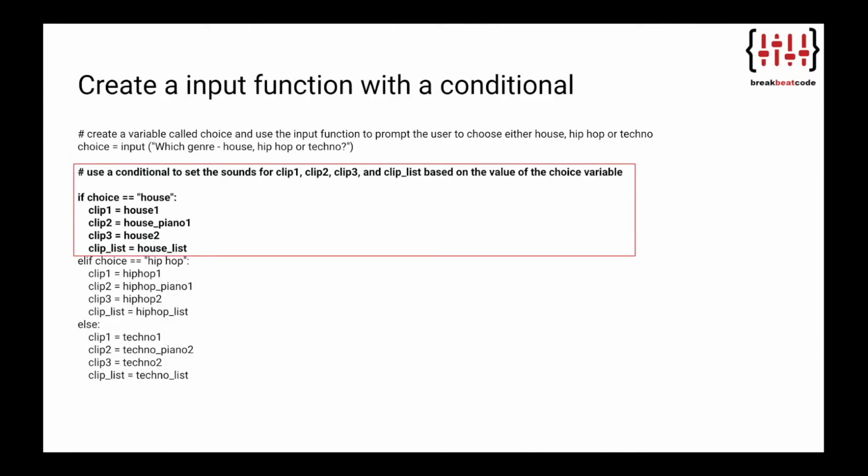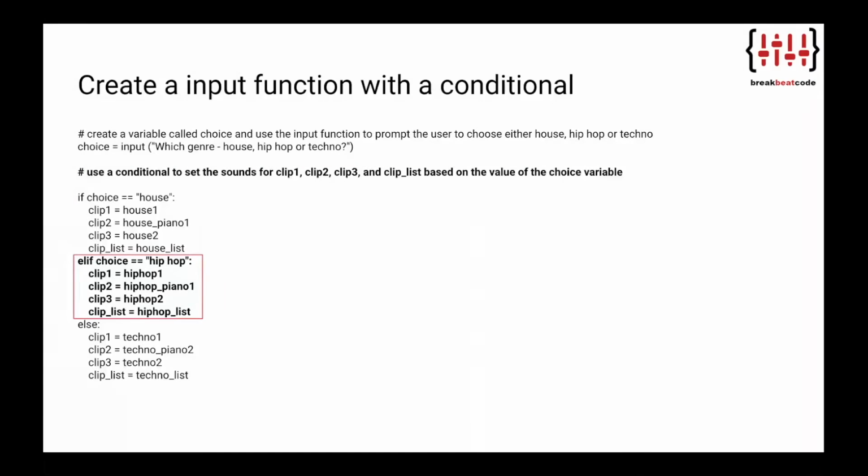If the user types in the word house, then clip 1 is equal to house 1, clip 2 is equal to house piano, clip 3 is equal to house 2, and clip list is assigned to house list. If they don't choose house but choose hip hop instead, then clip 1, clip 2, clip 3, and clip list are assigned to the hip hop sounds in sound list. If they don't choose house or hip hop, then clip 1, clip 2, clip 3, and clip list are assigned to the techno sounds in sound list.